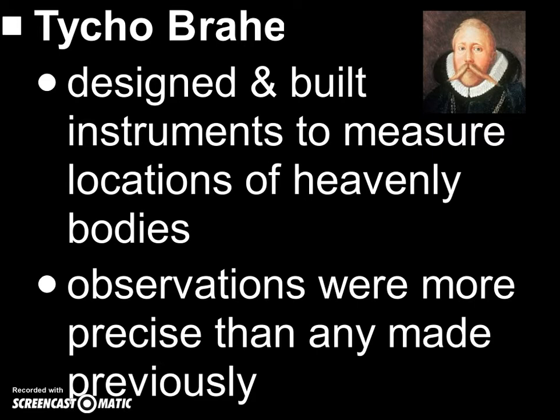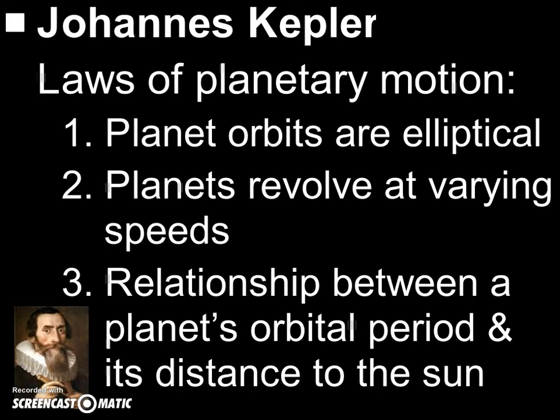Now, I'm not going into a lot of detail about these guys because you guys are going to do a project here in just a bit to help you learn about these guys a little bit more. Johannes Kepler, he's another guy that's very important. He came up with our laws of planetary motion. And there are 3 things that he said. Number 1, a planet's orbit is elliptical. So it's not really a perfect circle. It's more like an oval or an egg shape.